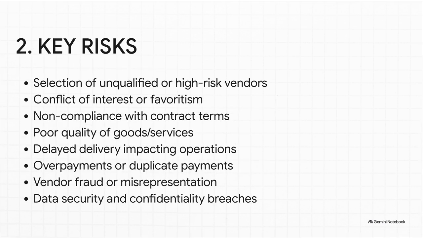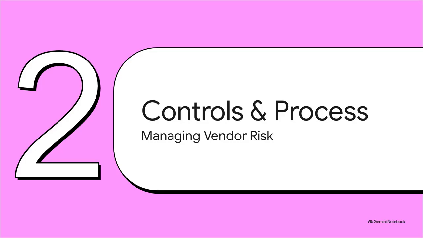Now, if we drop the ball on those objectives, we open the door to some pretty severe risks. On the operational side, this could mean poor quality goods or delayed deliveries that literally grind your business to a halt. Financially, it invites vendor fraud, favoritism, or those dreaded duplicate payments. And honestly, perhaps most critically today, weak vendor controls can lead straight to devastating data security and confidentiality breaches. No one wants that.